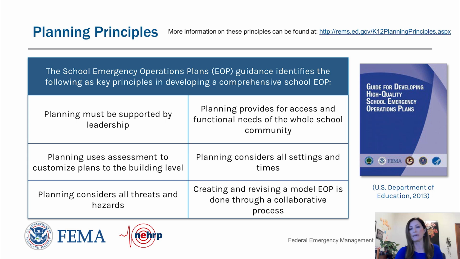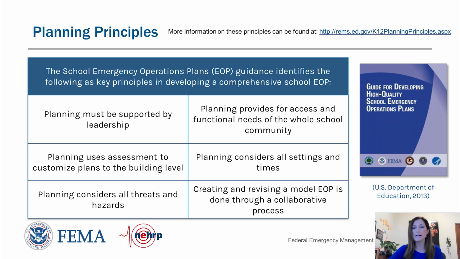The U.S. Department of Education actually developed this really important guide for developing high-quality school emergency operations plans, which was released in 2013. And that guidance actually served in many ways as a foundation for our 2017 publication. And in that 2013 U.S. Department of Education guide, they state that planning should really have 6 key elements.